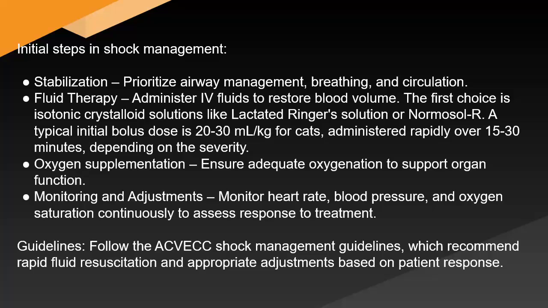Initial steps in shock management. Stabilization. Prioritize airway management, breathing and circulation. Fluid therapy. Administer IV fluids to restore blood volume. The first choice is isotonic crystalloid solutions like lactated Ringer's solution or Normosol-R. A typical initial bolus dose is 2-30 mL/kg for cats, administered rapidly over 15-30 minutes depending on the severity. Oxygen supplementation. Ensure adequate oxygenation to support organ function. Monitoring and adjustments. Monitor heart rate, blood pressure, and oxygen saturation continuously to assess response to treatment.